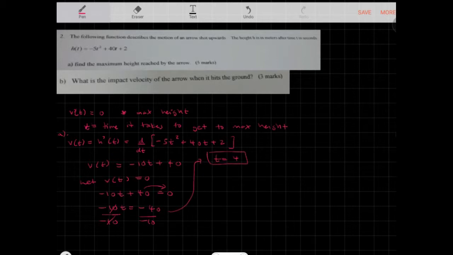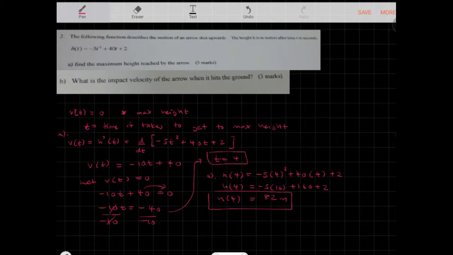So at 4 seconds, the object will reach its maximum height, but we want to figure out what that maximum height is. So we plug this back into our height function. h of 4 is equal to negative 5 times 4 squared plus 40 times 4 plus 2. That gives negative 5 times 16 plus 160 plus 2, which is 82 meters. So the maximum height occurs at 4 seconds, and the maximum height is 82 meters.